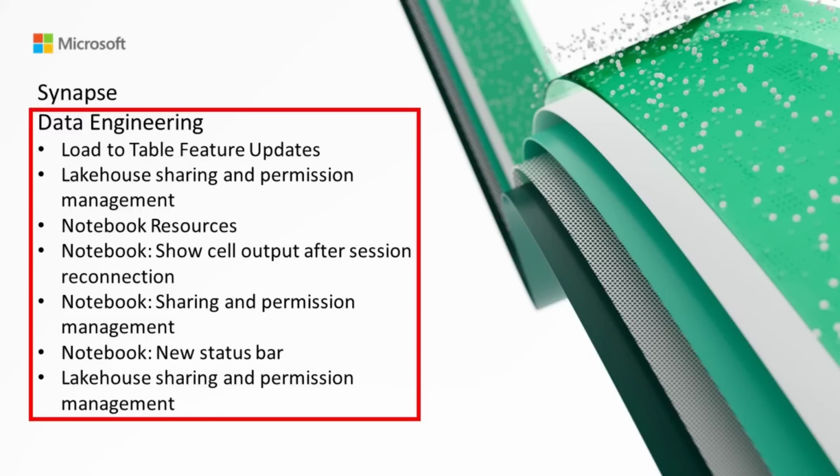Thanks, Piero. Next, we have show cell output after session reconnection for notebooks. Fabric Notebook now supports displaying the running cell output after reconnecting to the original session. This feature allows you to easily recover your ongoing work after accidentally closing the browser or leaving the live session. You don't need to take any additional action to enable it, as this feature is available by default on Notebook.